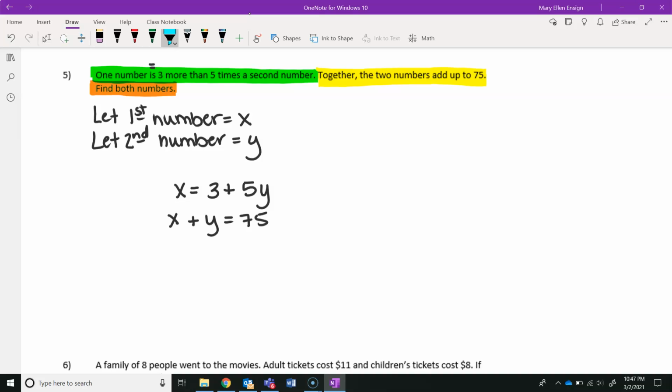So I do have one of my equations set equal to a variable. So I have x equals 3 plus 5y, okay? Remember, that's good because now I can take that 3 plus 5y and substitute it in place of x in the other equation, and that will give me an equation with only y's. So I'm going to rewrite this bottom equation, but where x was, I'm going to write 3 plus 5y plus y equals 75.